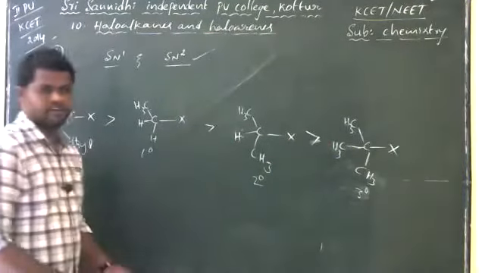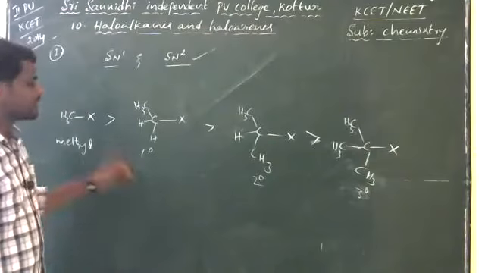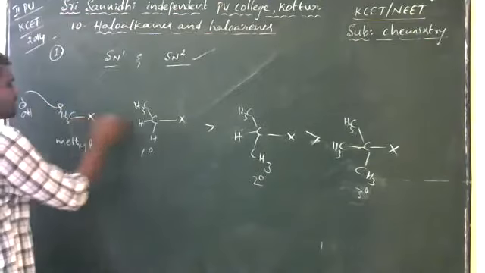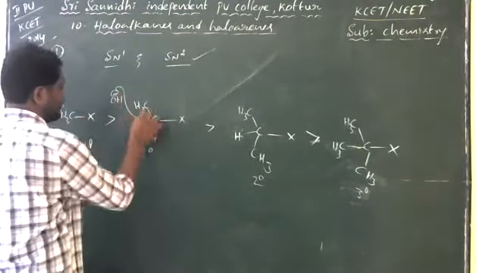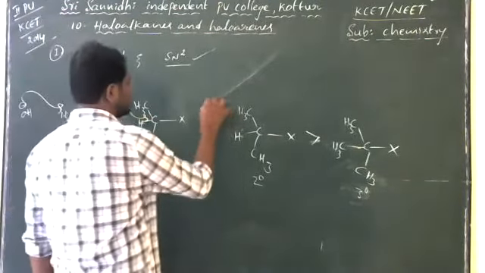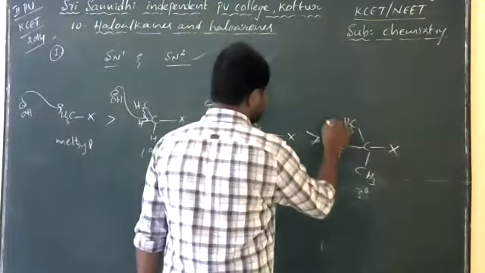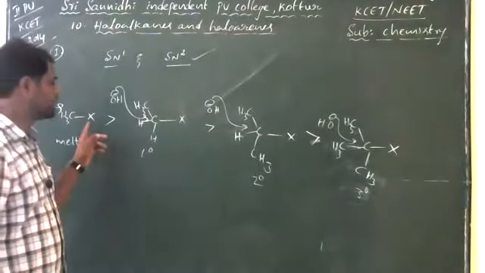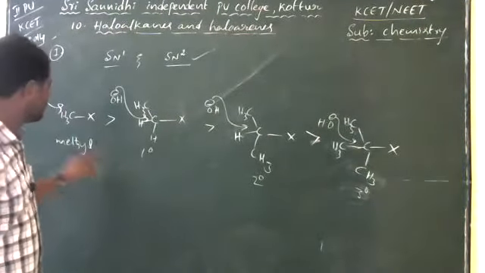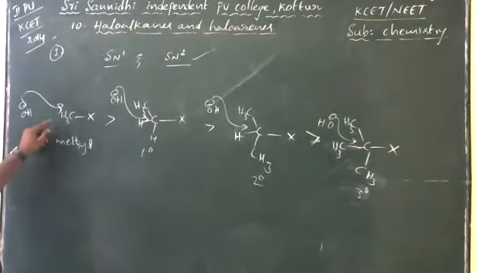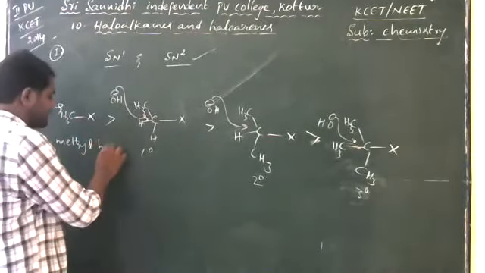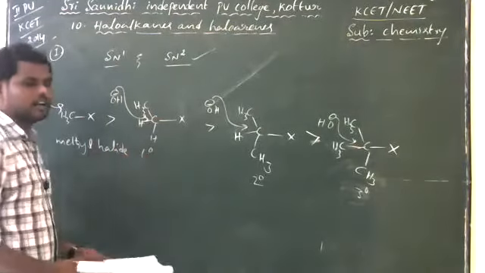I gave the order already. What is the reason? In methyl halide, the nucleophile comes to attack this carbon, the OH minus nucleophile attaches easily and easily replaces the halogen. There are no bulky groups here, only three carbon-hydrogen bonds, so it attaches directly and immediately the X leaves, giving alcohol.